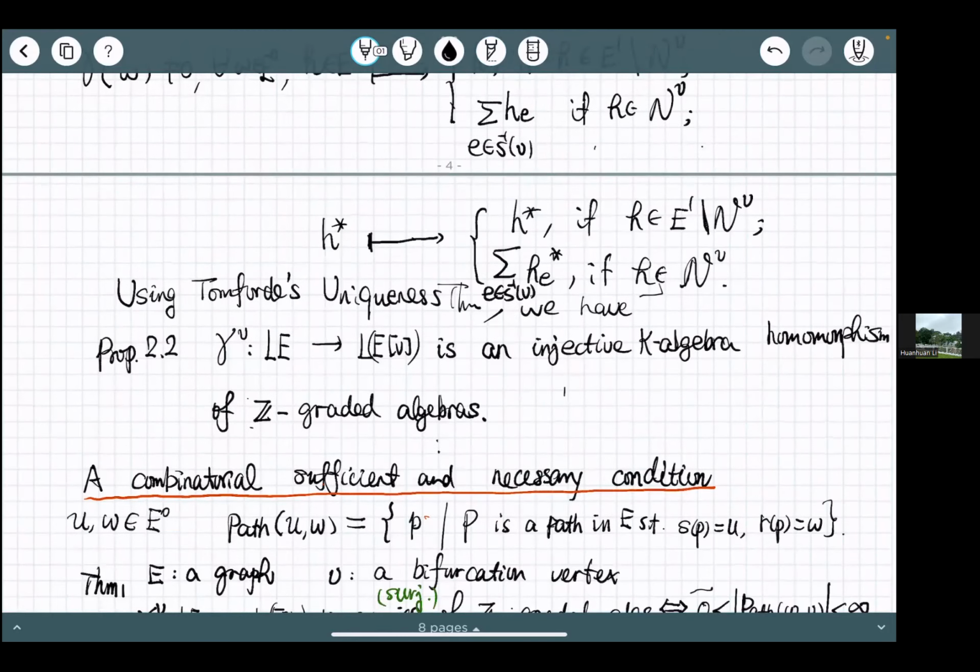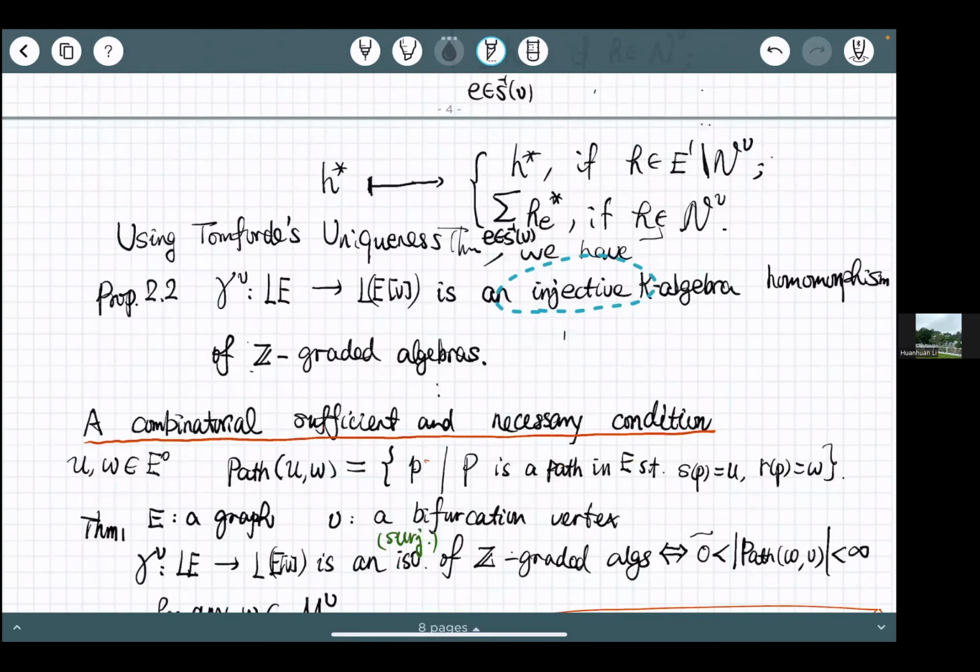So in the following, a natural question is when this gamma V is surjective. Hopefully we can find a sufficient and necessary condition for gamma V to be an isomorphism. As it is already injective, we just need to look at when it is surjective. If we find that condition, then we have a condition that gamma V is an isomorphism. In order to introduce this condition, we have some notation here.